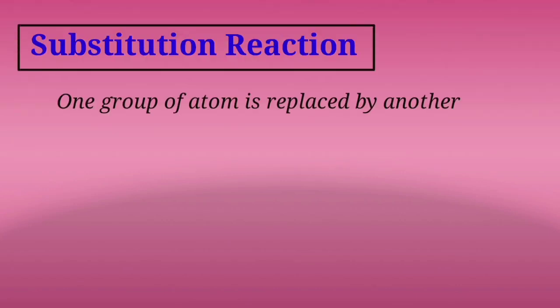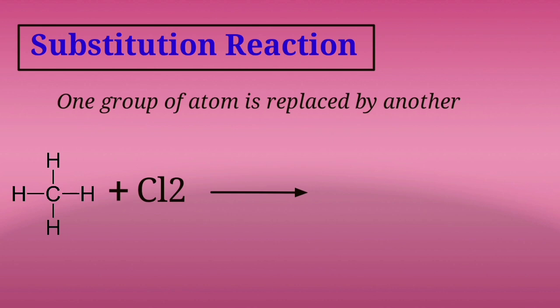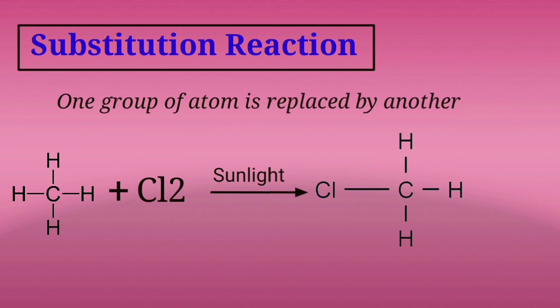Now substitution reactions. In a substitution reaction, one group of atoms is replaced by another. Now we'll take an example of methane. Here it will react with chlorine in the presence of sunlight. Cl will replace one of the hydrogens from the methane. So it will be substituted by chlorine, and the methane will be converted into chloromethane, and Cl and H will form HCl. So as you can see here, chlorine replaces one of the hydrogens to form chloromethane. So this is substitution reaction.